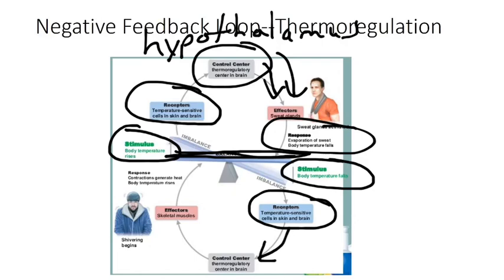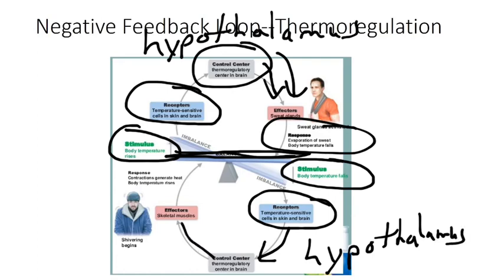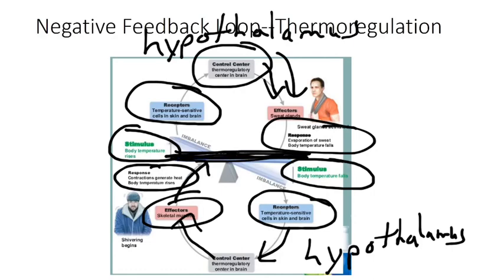Those receptors send information to the control center, the hypothalamus, in order to correct the drop in body temperature. It sends signals to effectors. In this case, those effectors might be your skeletal muscles. And it tells those skeletal muscles to shiver, to vibrate, to produce friction, and that releases heat. So the response is the contractions of the muscles generate heat, raising your body temperature back up to within that narrow set point range of body temperature.